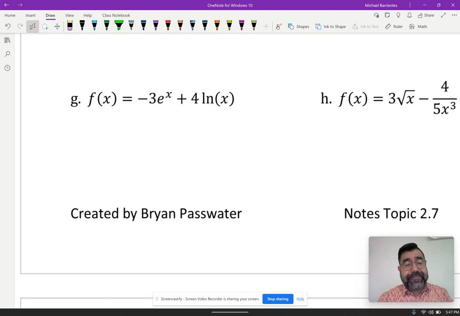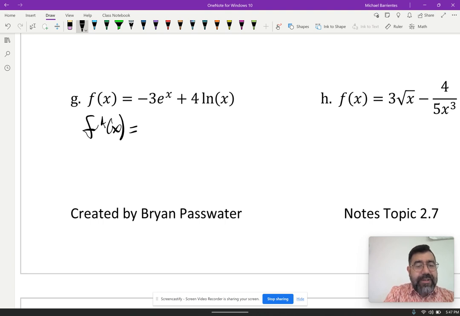This is the easiest one. Is it? Let's see. Finding the derivative of f. Well, I have a constant, so I can use the constant multiple rule because I'm multiplying -3 times e to the x. The constant multiple rule says hold the constant, the -3, take the derivative of e to the x, and then multiply it times the constant. So e to the x is just e to the x. So this doesn't change at all.